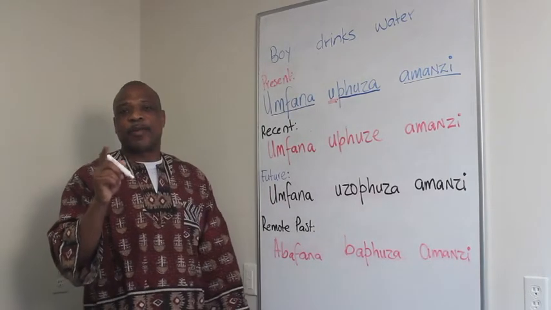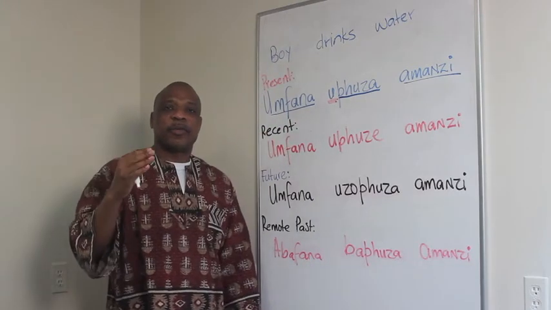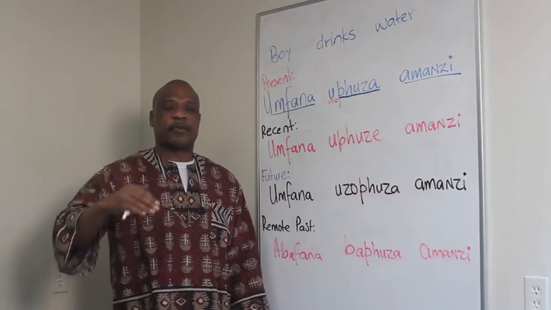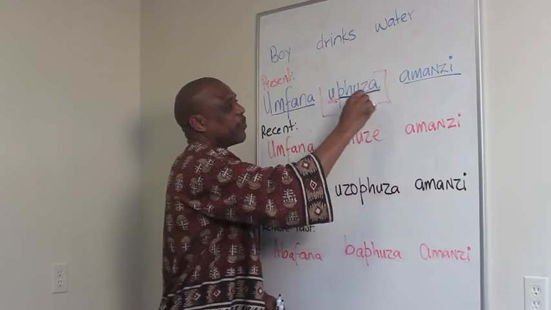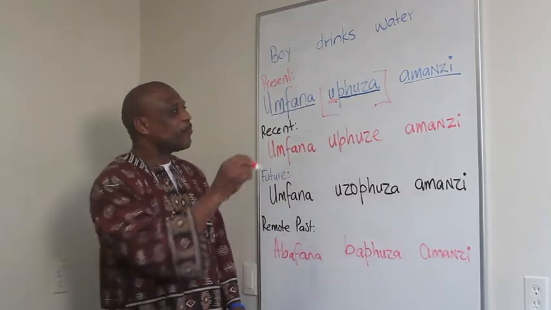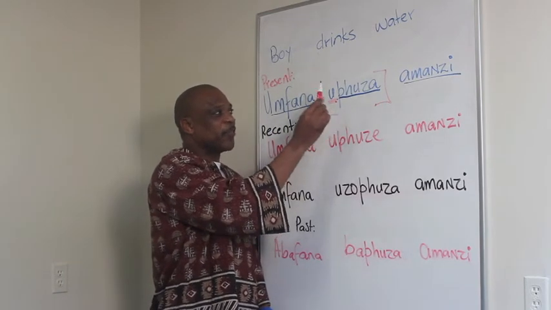We've already talked about the concords. This is the concord. Now in Zulu, the changes when you make a new tense only happen over here in the verb. The whole sentence remains untouched, and the changes are mainly between the concord and the verb.